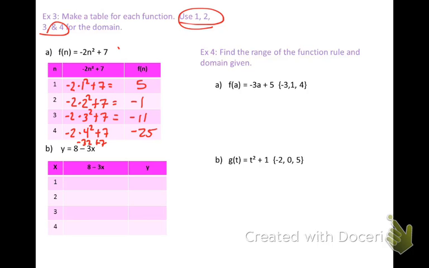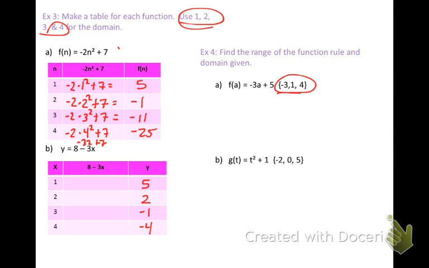-25. I'd like you to try B on your own. Please put me on pause, check it out, and see if you got them right. Here's your answers, 5, 2, -1, and 4. Okay, example 4. Find the range of the function rule and given domain. So this time they gave you the domain, and you are going to plug those numbers in to find the range.